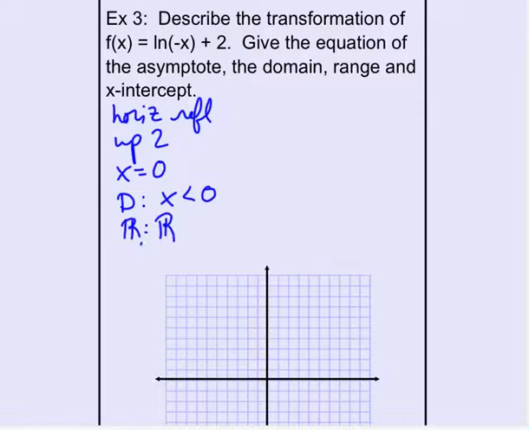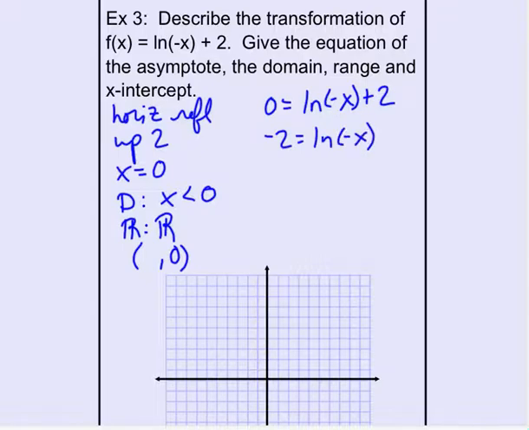And our x-intercept. So thinking about the fact that we shifted it up 2, actually this one is going to get a little bit messy if we substitute 0 for f of x. To solve for our x-intercept, we subtract 2. To cancel the natural log, e to the negative 2 power, and dividing by a negative. So in order to graph this, we need to have an approximation for what negative e to the negative 2 power is.